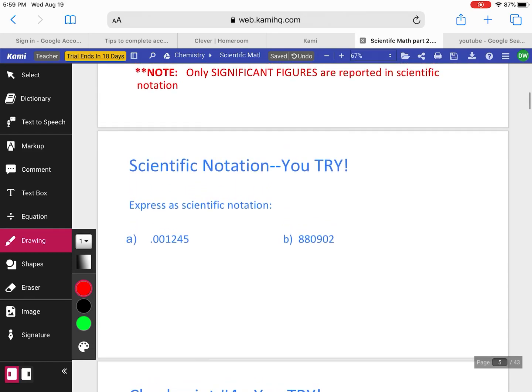All right, so you are going to try these two examples. You're going to move the decimal point until you get a number between 1 and 9.99. So I'm going to move this over 1, 2, 3, and I get 1.245 times 10 to the negative 3. On the other one, since there's not a decimal point, I'm going to put one at the end, and I'm going to go 1, 2, 3, 4, 5. I end up with 8.80902 times 10 to the positive 5. I couldn't drop any of those because all of those were significant. I did drop the leading zeros in front.